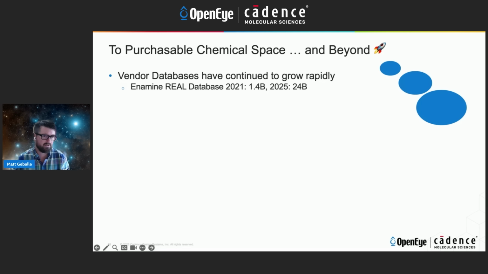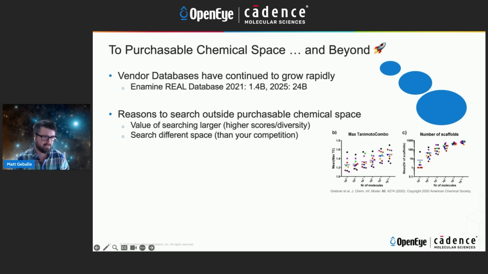But part of this work that we did 8 or 10 years ago of being able to search billions really convinced us that there were also strong reasons to search outside of purchasable chemical space. So AstraZeneca published this paper based on being able to search billions of molecules with FastROCS on Orion that demonstrated that as you search larger and larger libraries, you get 2 really appealing effects. You find higher scoring molecules as you search larger and larger libraries, and the diversity of hits that you get above a given threshold increases as well.